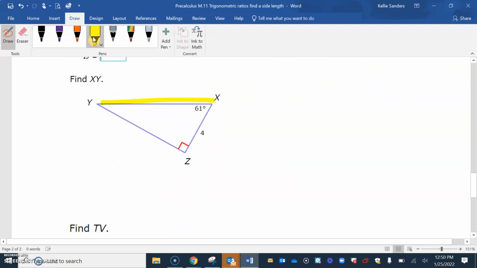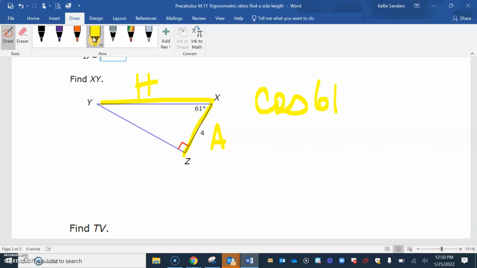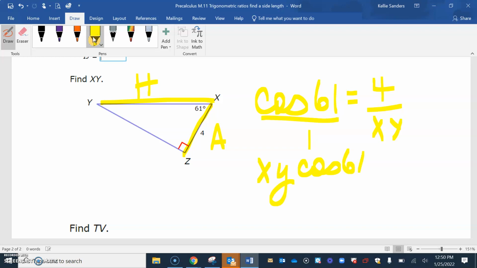XY is here, which is the hypotenuse, and this is the adjacent, and so we're going to use cosine this time. Cosine 61 equals adjacent over hypotenuse, which is XY. So this is going to be XY cosine 61 equals 4, so XY equals 4 divided by cosine 61. That's what you're going to put in. So 4 divided by cosine 61 equals 8.3.